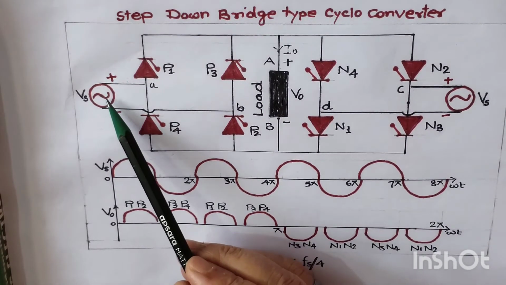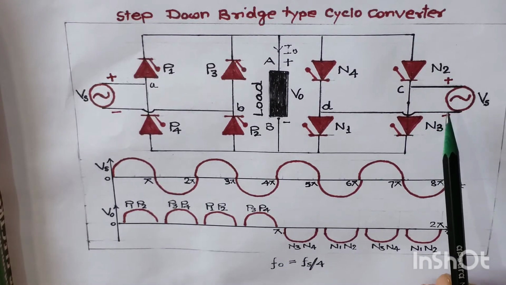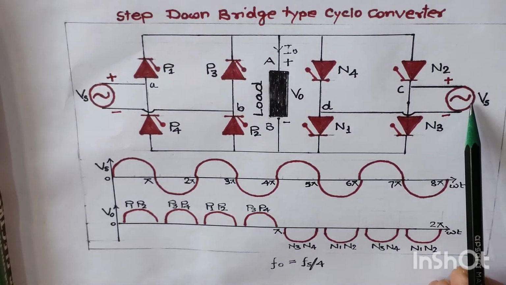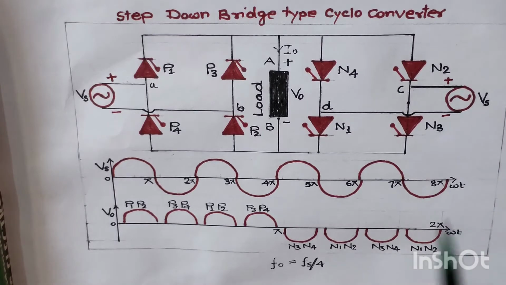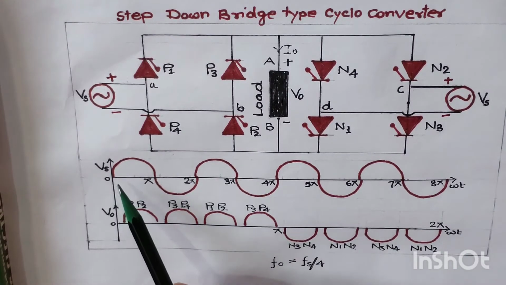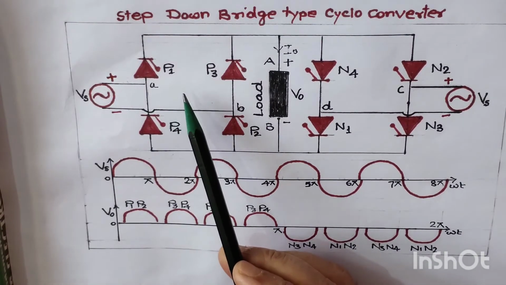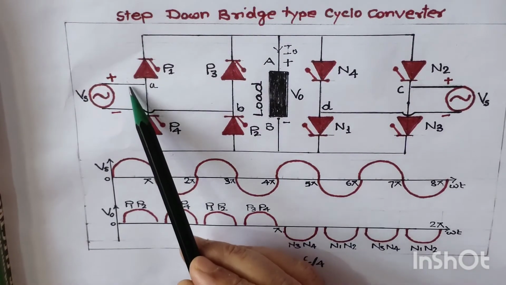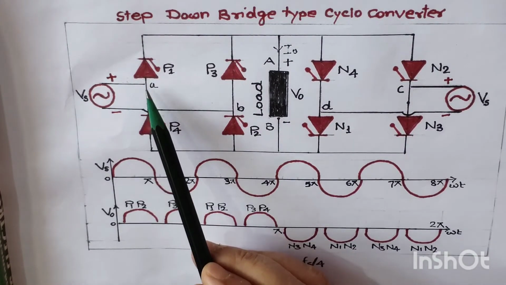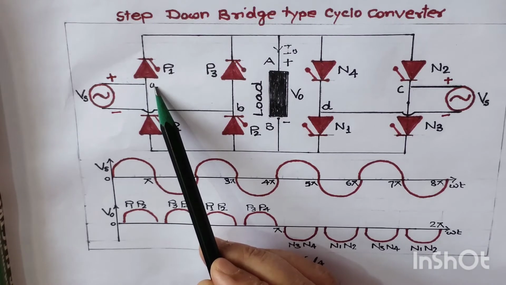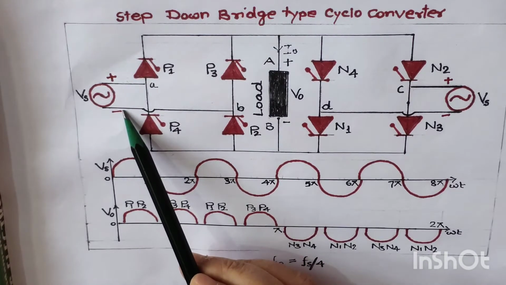We have connected a positive supply on this side, and in a similar way a positive supply is connected to the negative group of thyristors also. Let us first discuss the input supply when it is applied between angle 0 to pi. Once we apply the input supply between angle 0 to pi, the polarity received in this positive group of thyristors is that the upper side will be positive, which means point A is positive and this point is negative.